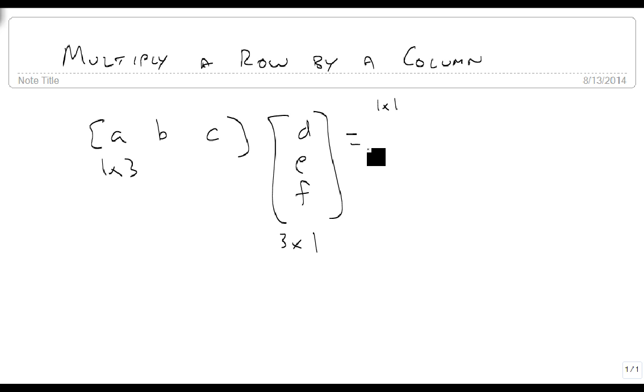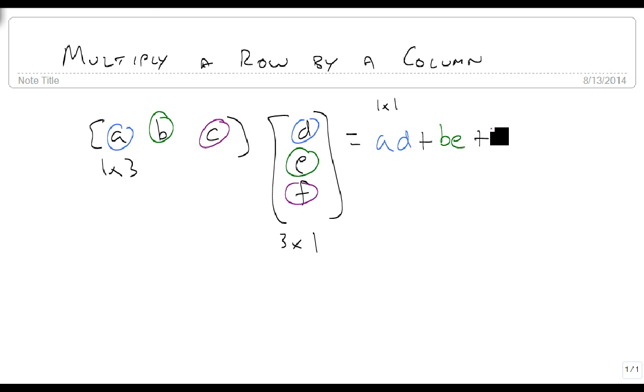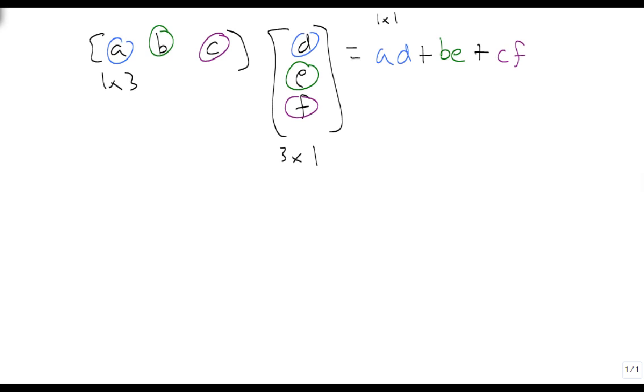And specifically what we do is we take the first entry in the row and the first entry in the column, and we multiply those together, so A times D. And then we add to that the second ones, B times E. And then we add to that the third ones, which is C times F. And this can be extended even further.